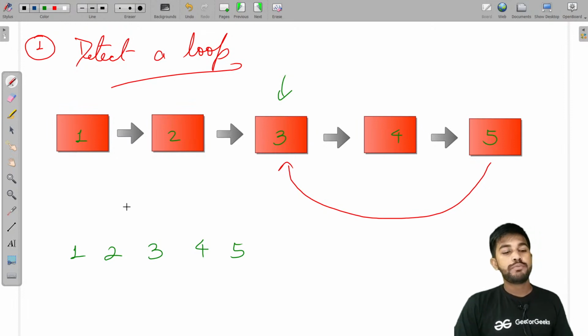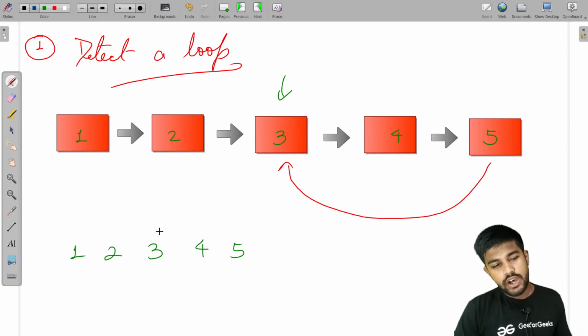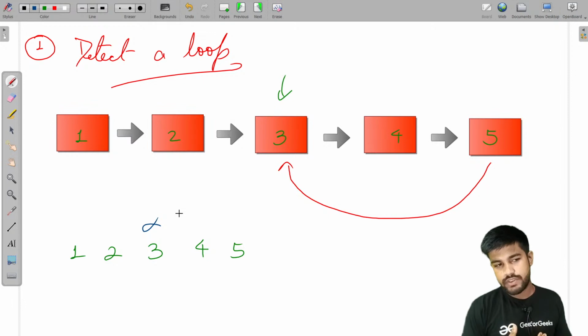Now we would move ahead. The thing is that we have again visited three. We are now coming across three again, and we know that we have already visited three, so three shouldn't come again. So this is the case, and we know that there is a loop. This can be done using an unordered set of nodes, where we hash the values.